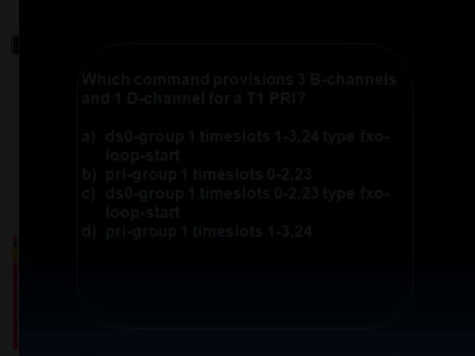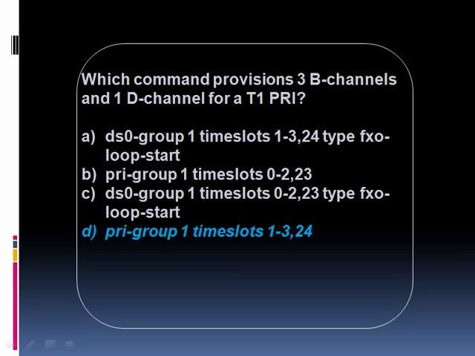That means the proper command would be pri-group 1 timeslots, and instead of 0 through 2, it would be 1 through 3, 1-3 and then a :24, because we have to include in that PRI group the D channel for the Q.931 signaling. Those were the questions that I posted on my Network World blog, but I promised a couple of additional bonus questions.